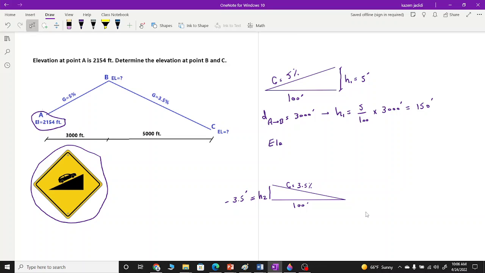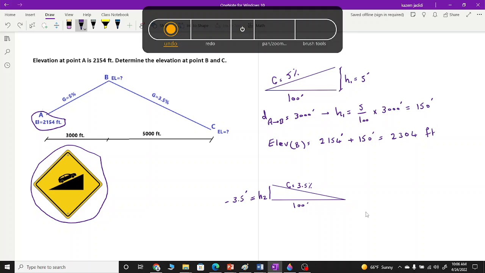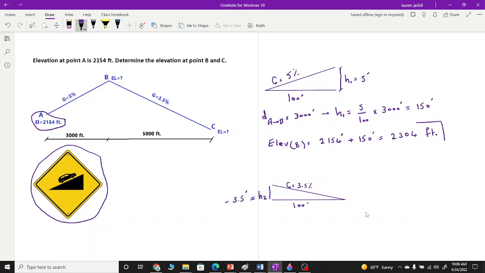And from there, we can say that elevation at point B is elevation at point A, which is 2,154 feet, plus 150 feet. And if you do the math, it's equal to 2,304 feet. This is elevation at point B. Now we can use elevation at point B to find elevation at point C.